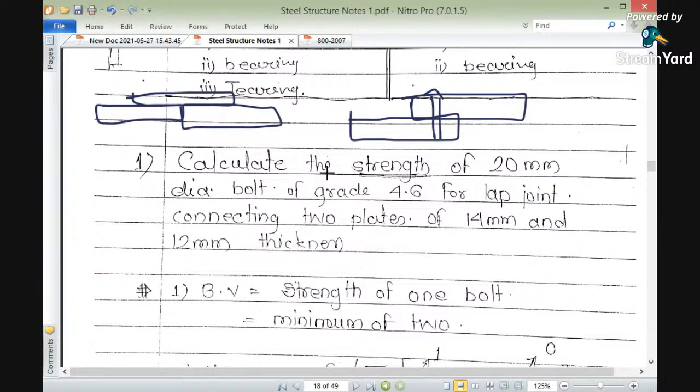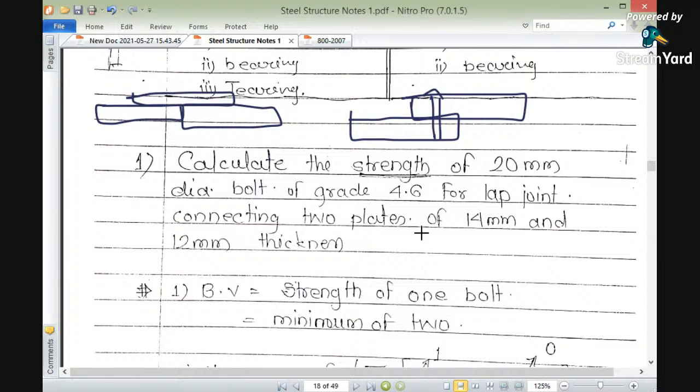Here, calculate the strength of 20 mm diameter bolt of grade 4.6 for lap joint. That means the joint is a lap joint. So it has been connected with a joint. This is an example of lap joint. What is the size of bolt? 20 mm. What is the grade of bolt? 4.6. Depending upon this 4.6, we find the ultimate tensile stress of bolt, which has been mentioned in page number 13.